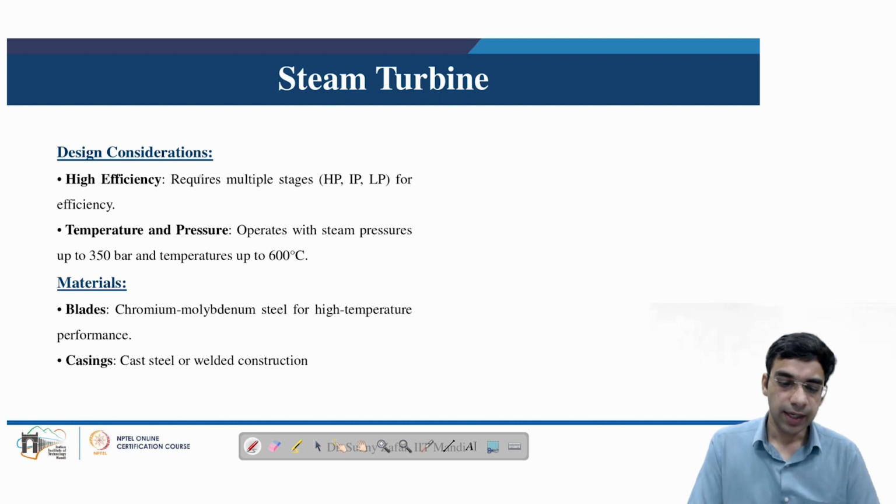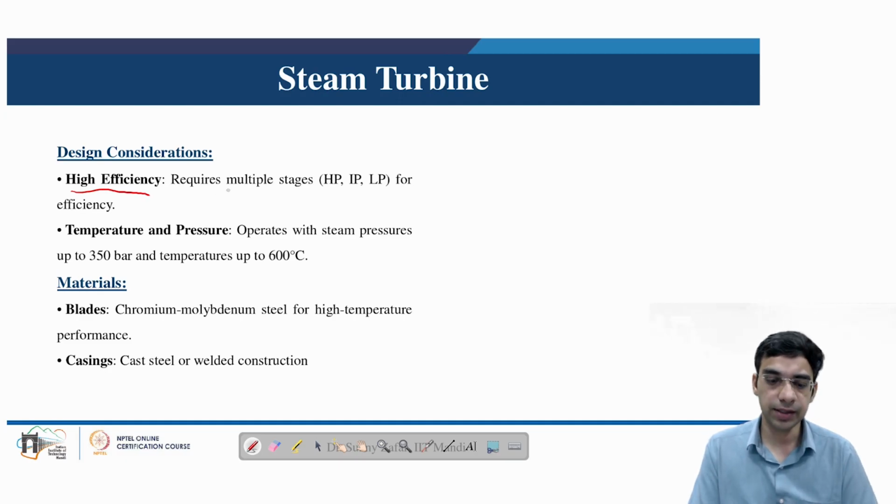So next we look at the design considerations of the steam turbine. In terms of design consideration, high efficiency is required in the steam turbine, because in steam turbines we are using multiple stages for expansion, which are high pressure, intermediate pressure, and low pressure, for high efficiency. The temperature and pressure at which the steam turbine is operating is up to 350 bar and 600 degrees centigrade. In this case, the temperature is much lower, almost half of what it was with gas turbine, but the pressures are much higher.